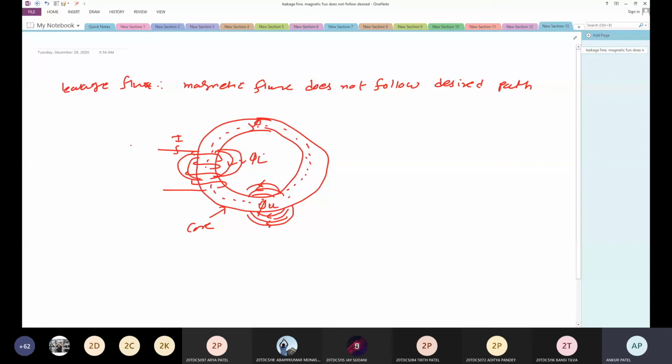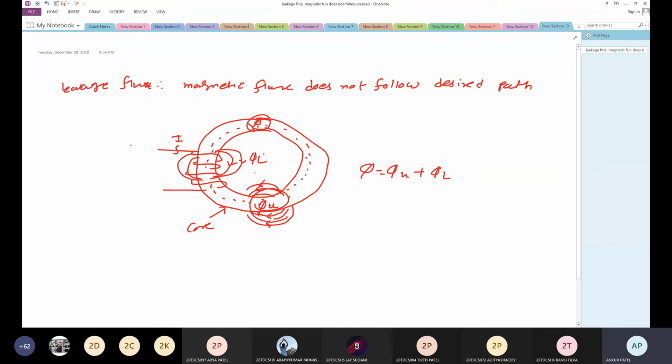When current is passed through the solenoid, magnetic flux is set up by it. Most of the flux is set up in the magnetic core. This flux is known as useful flux. This phi u is called the useful flux. This phi is called the total flux. So total flux is given by phi is equal to phi u plus phi L.